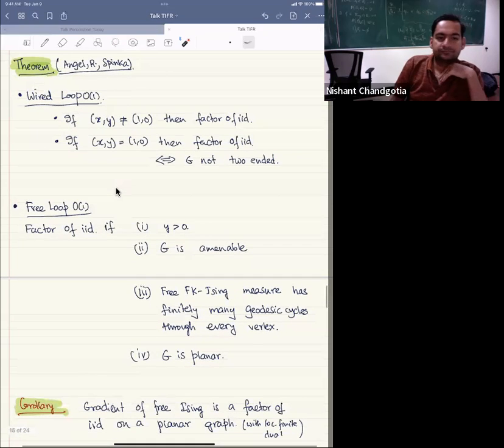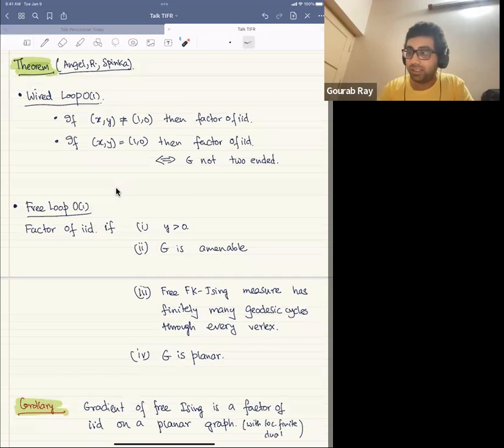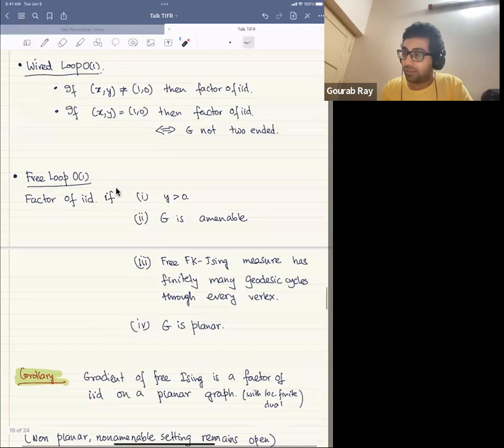Okay, now in the free case, the theorem is not very neat. If y is positive, then actually we can prove it's a factor of IID if G is amenable, then we know. There is a bit of a weird condition here, and this condition requires me to define the free FK Ising measure, which I really don't have time to define, but it's a geometric condition, and it's a condition about geodesic cycles in the graph.